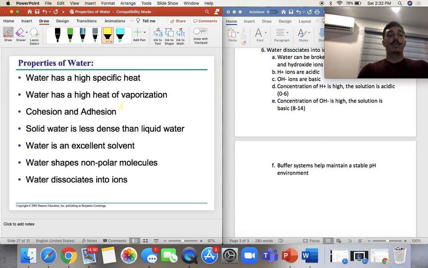Okay. So we talk about water having a high specific heat, high heat of vaporization, cohesion and adhesion. Sticking to each other, other molecules, ice floats. Talk about how water is an excellent solvent where we can dissolve a lot of things. Water shapes the nonpolar molecules. They're able to flip around and make this bilayer in order to have water on top and on the bottom. And then water dissociates into ions.